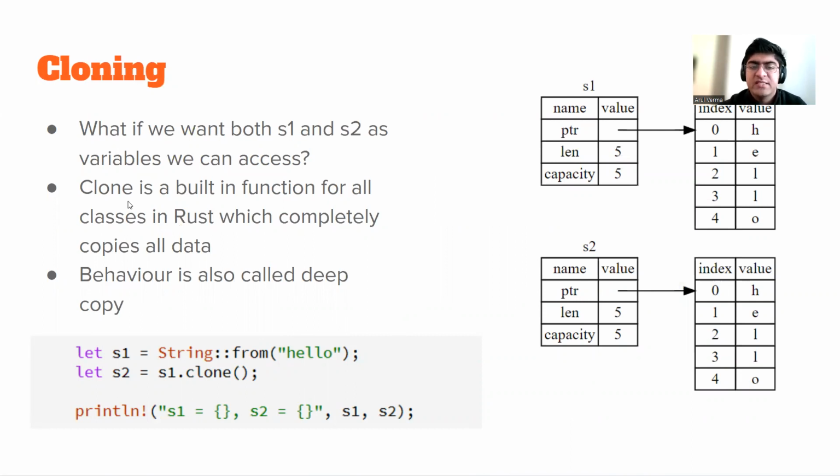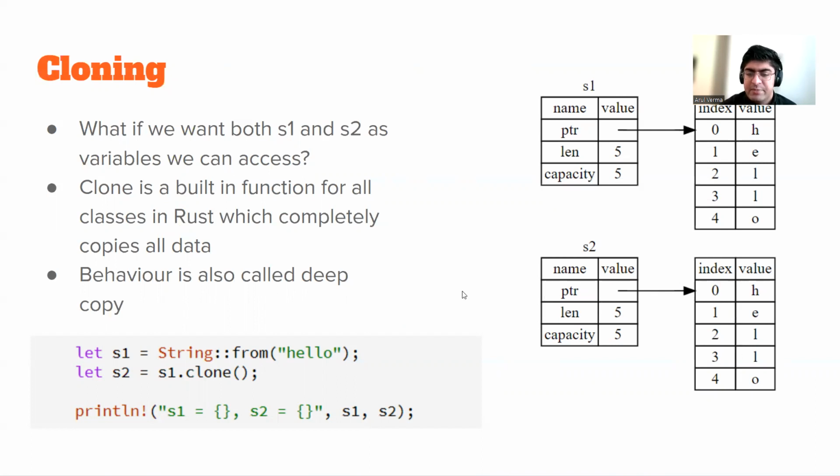All right. So yeah, say we want both S1 and S2 as variables we can access. Then we can do something called clones. Clones are a built-in function for almost all classes in Rust, which completely copies all data. What we mean by that is say you had multiple types, such as storing your pointer in memory, your length, and your capacity. Then you copy all of this. You don't just copy the data, the hello.